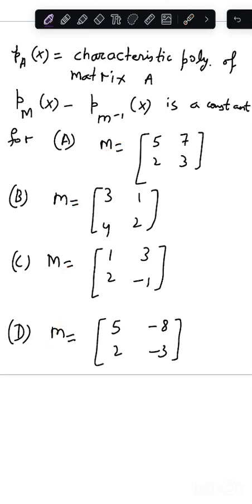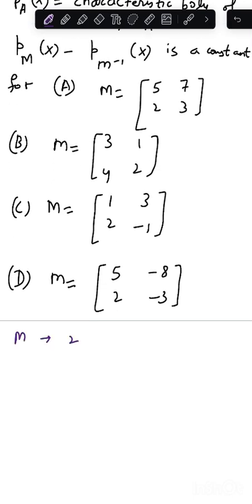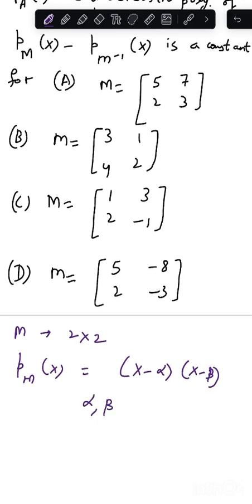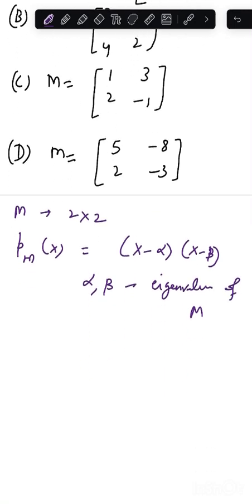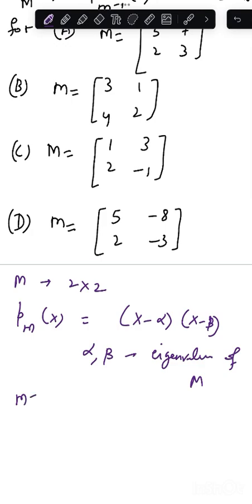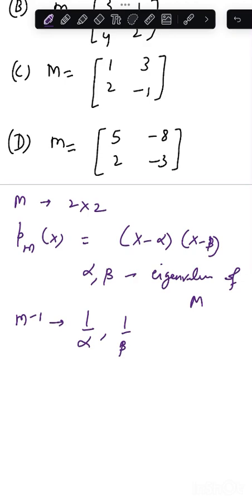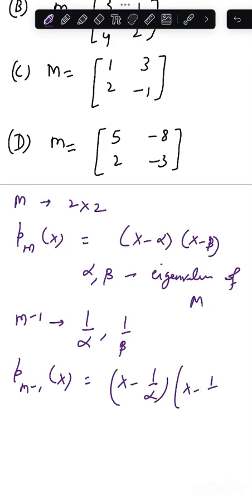So M here is a 2 by 2 matrix. So P_M(x) is nothing but (x minus alpha)(x minus beta), where alpha, beta are just the eigenvalues of M. And what will be the eigenvalues of M inverse? Well, they will be 1 upon alpha, 1 upon beta, right? So what can we say about P_{M inverse}(x)? Well, it should be (x minus 1 upon alpha) times (x minus 1 upon beta).